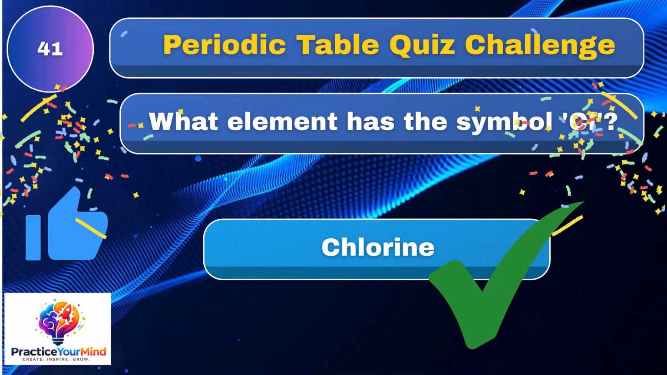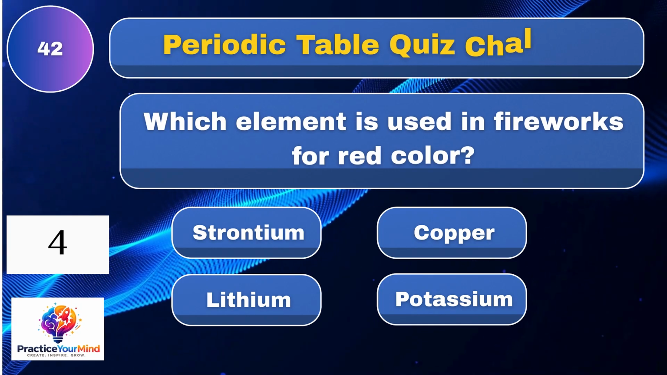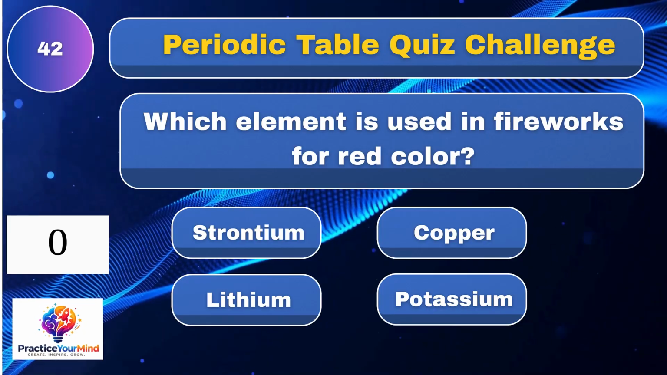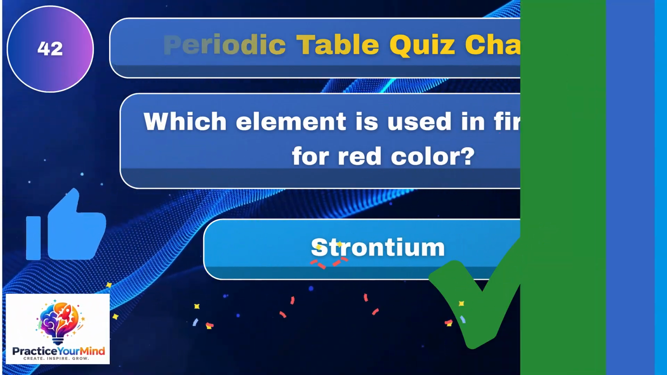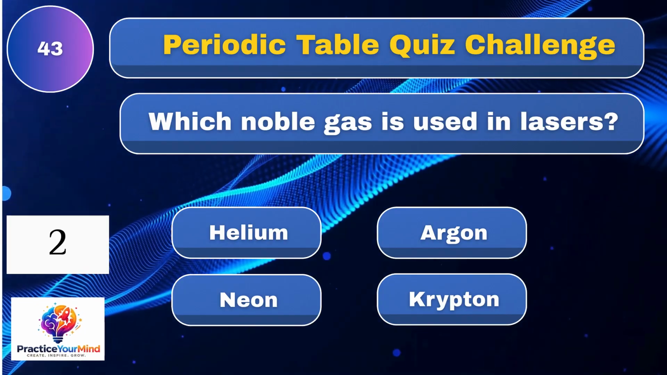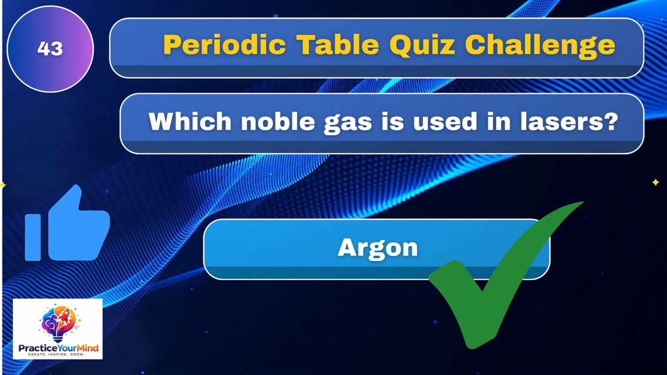Right. Cl is chlorine. Moving on to question 42. Which element is used in fireworks for red color? Great. Strontium creates that red color. Let's continue with question 43. Which noble gas is used in lasers? Correct. Argon is inert and useful in lasers.